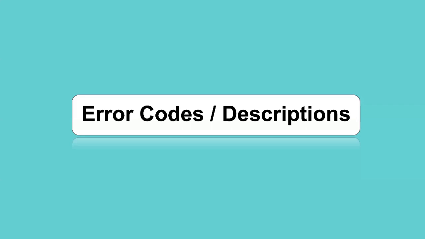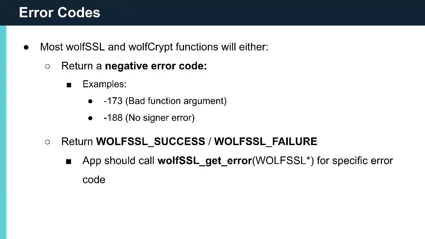Now, when you do run into a problem, you're going to see an error code show up. And most wolfSSL and wolfCrypt error codes are negative values. Some examples of common ones that you'd see are -173, which is a bad function argument, and -188. We saw that at the end of our last session, where you run into it when you don't have the right CA or root certificate loaded to verify the peer.